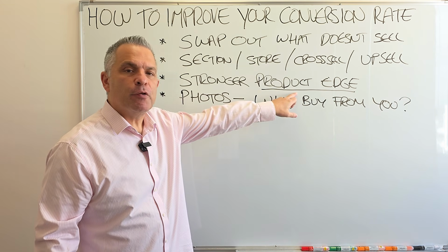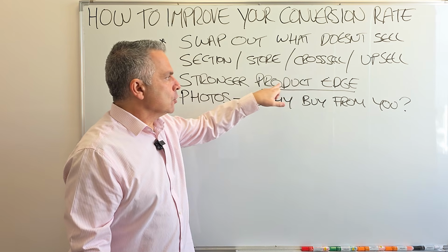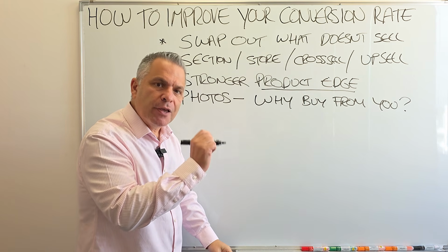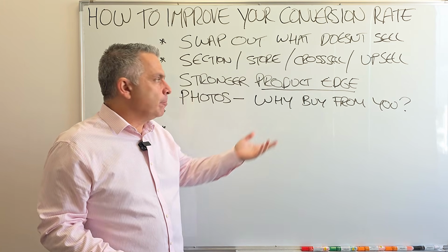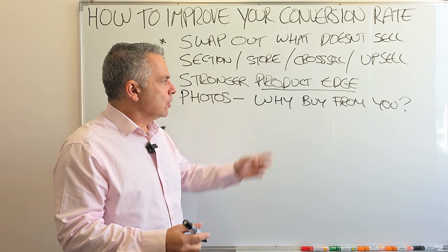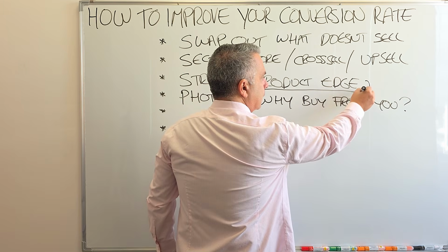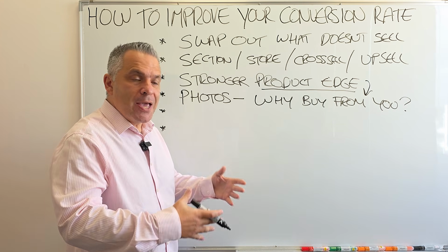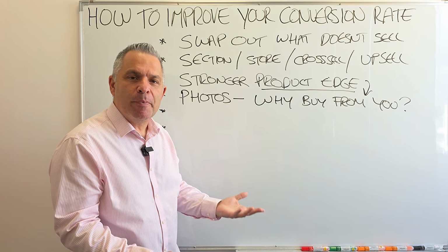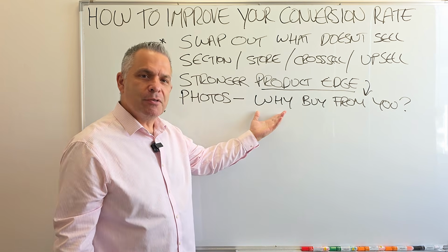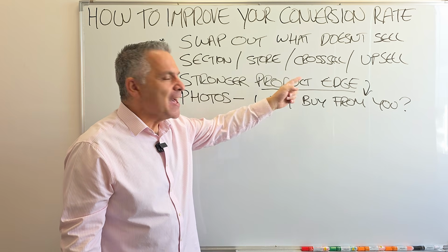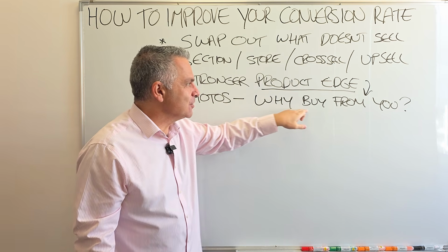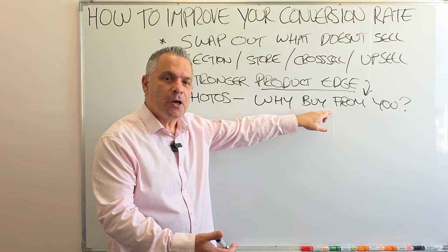It's part of your product edge. When you've got your product edge, you write down your 3, 4, 5, 6, 7 things that make you better. You've then got to put it in your photos. When you look at it like this, it's so simple, but so many of you don't do this. Get that edge, stuff it into your photos to answer the question, why should I buy from you?